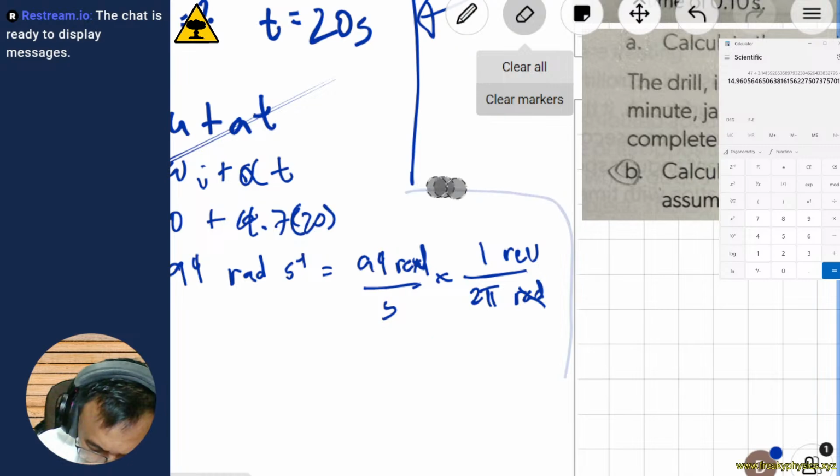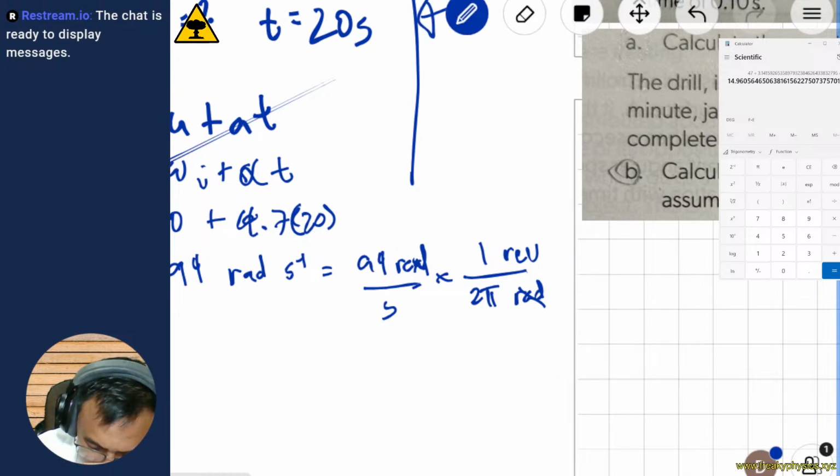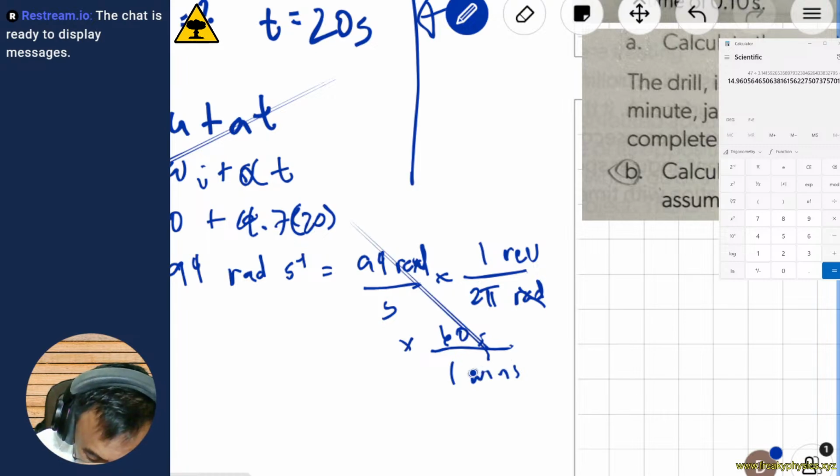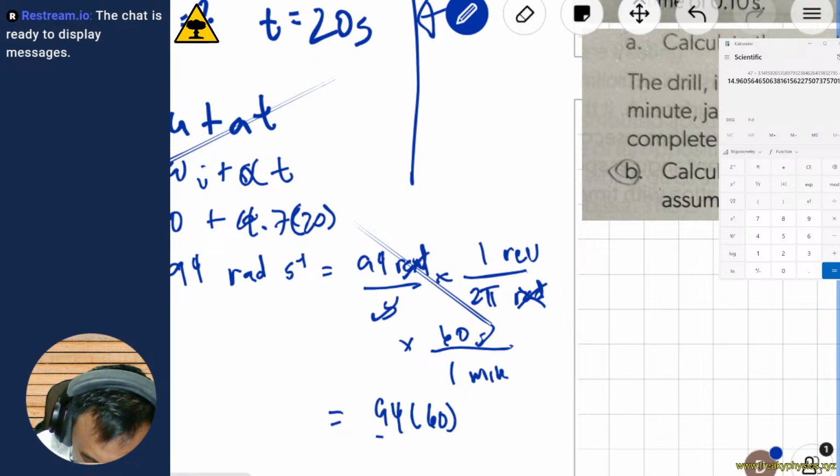Now what I'm going to do is multiply by another conversion factor, the seconds: 60 seconds per 1 minute. In other words, you just multiply the answer by 60. So seconds cancel out, radians cancel out, and we're left with 94 times 60 over 2 pi.